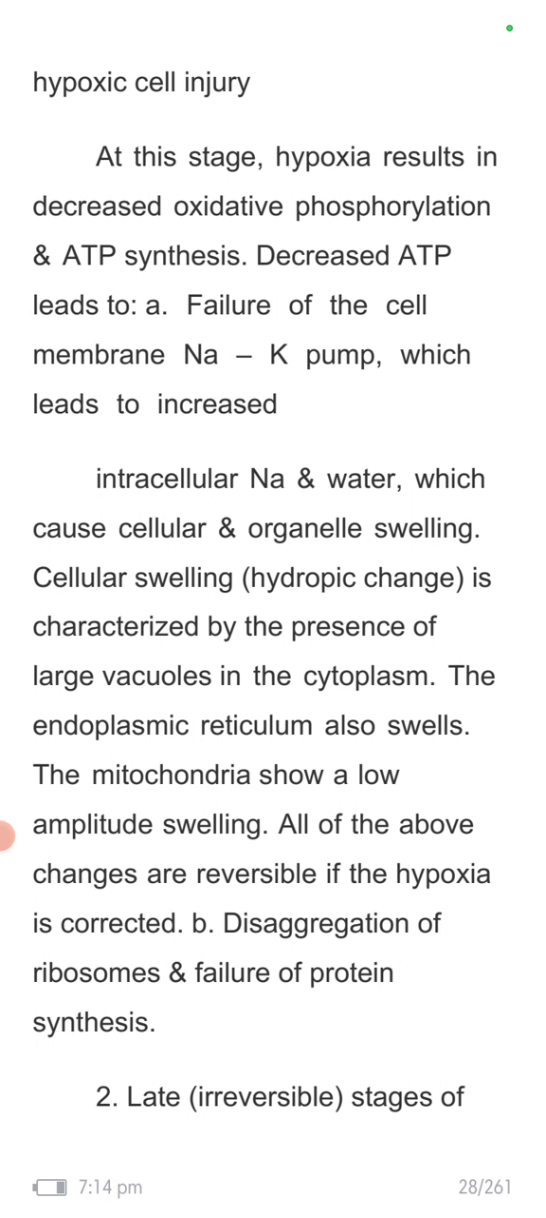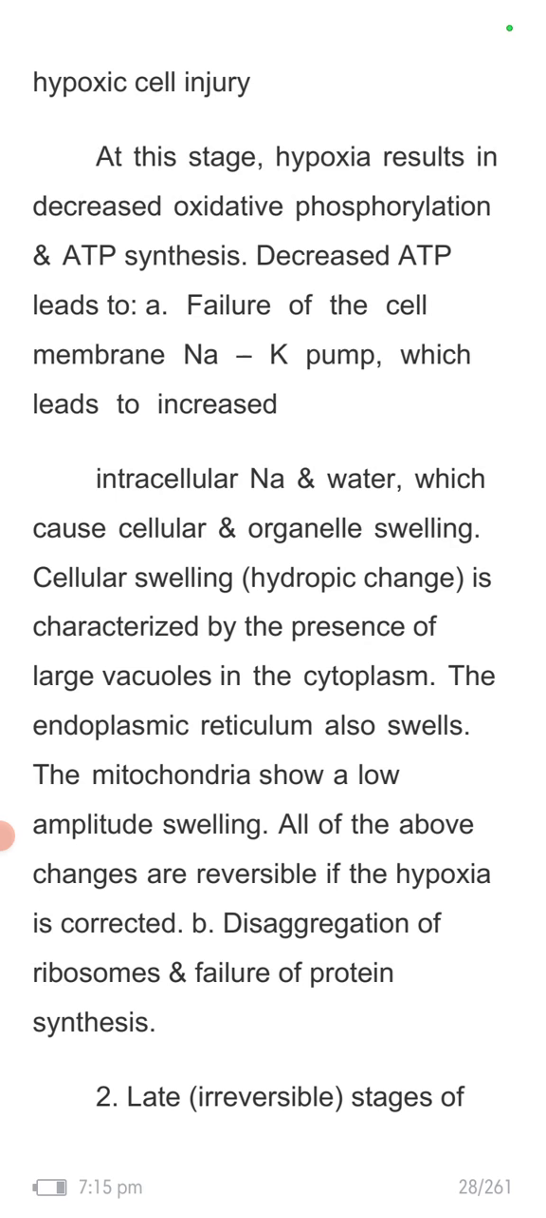At this stage, hypoxia results in decreased oxidative phosphorylation and ATP synthesis. Decreased ATP leads to the failure of the cell membrane Na-K plus pump, which leads to increased intracellular sodium and water, which causes cellular and organelle swelling. Cellular swelling is characterized by the presence of large vacuoles in the cytoplasm. The endoplasmic reticulum also swells here. The mitochondria show amplitude swelling. All of the above changes are reversible if the hypoxia is corrected. The next one is the disaggregation of ribosomes and the failure of protein synthesis also occurs here.